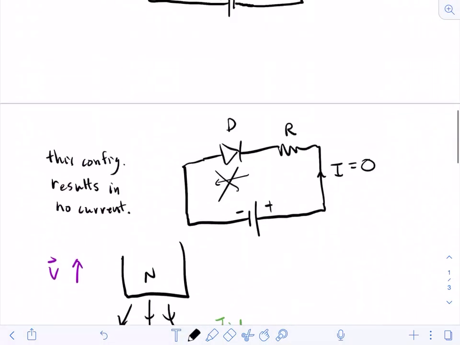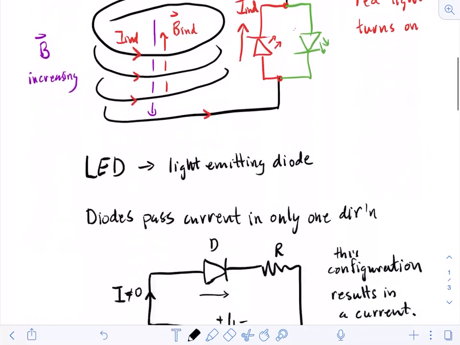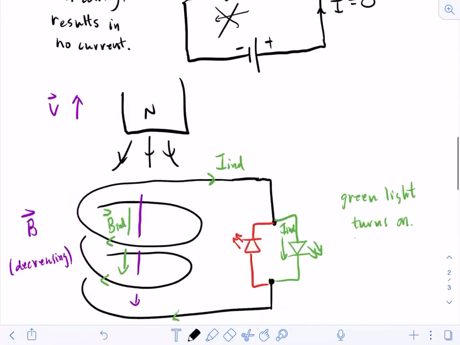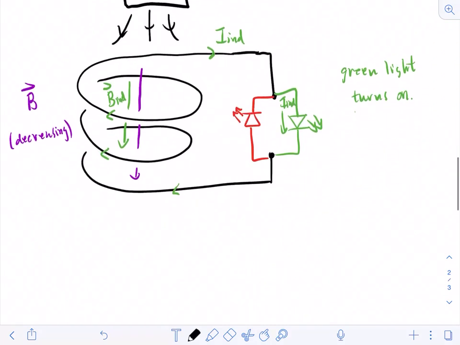I'm going to try to show you that depending on whether the magnet is going towards or away from our coil will determine which of the LEDs turns on. And so it's a demonstration of both the Faraday effect, or Faraday's law, where a changing flux results in induced current, and Lenz's law, which determines the direction of that induced current. The induced current creates an induced magnetic field that tries to sustain the magnetic flux that was in place before the change occurred.